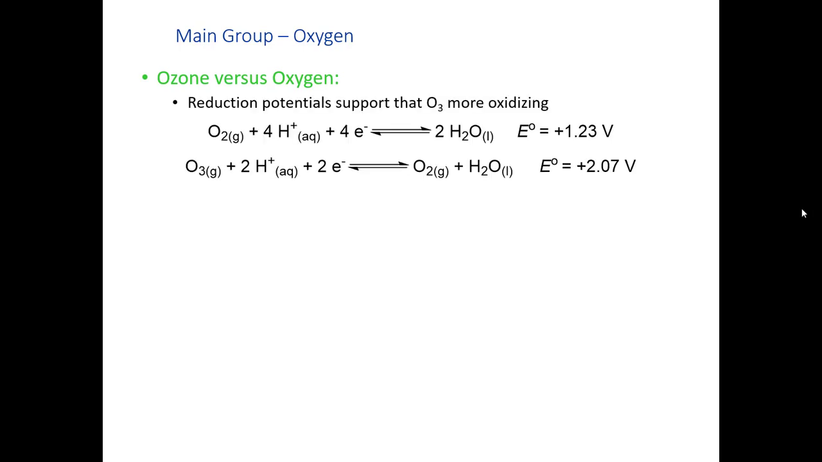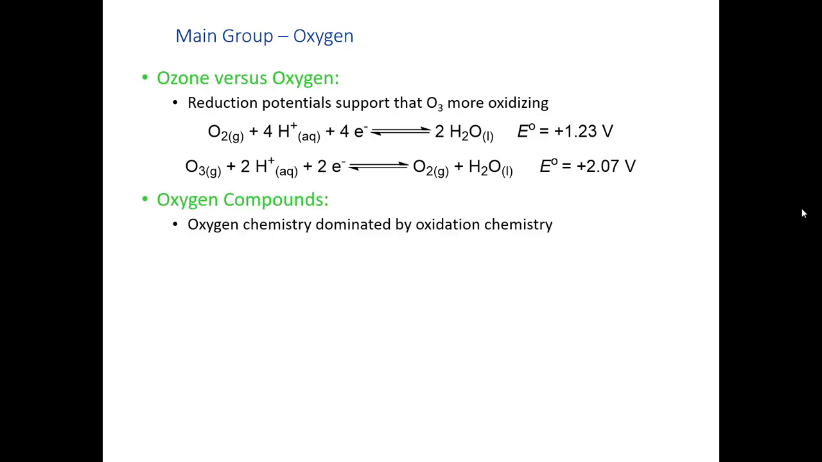This is supported by the reduction potentials of the two allotropes, where ozone has a much higher reduction potential, 2.07 volts versus 1.23 volts. The reduction potential for ozone is so high, in fact, that ozone doesn't form under normal conditions, generally only in the upper atmosphere or when there is an electrical discharge.